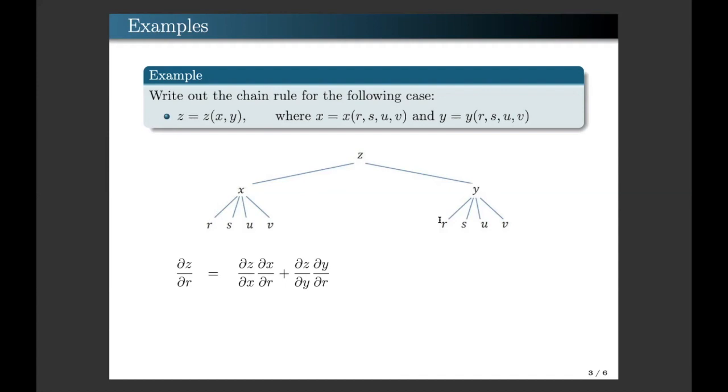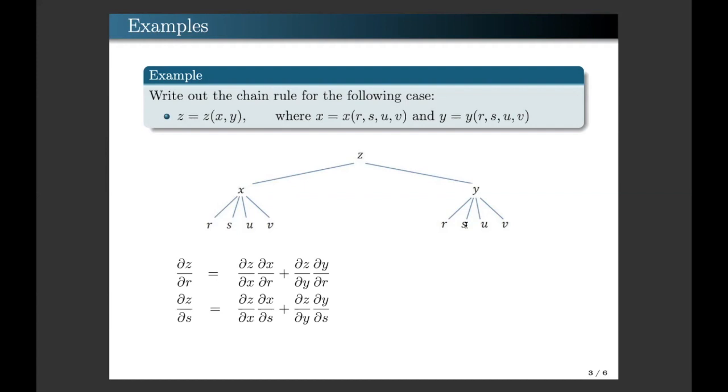So now what about the partial of z with respect to s? So we have this path here and this path here. So that will be the partial of z with respect to x times the partial of x with respect to s plus the partial of z with respect to y times the partial of y with respect to s.